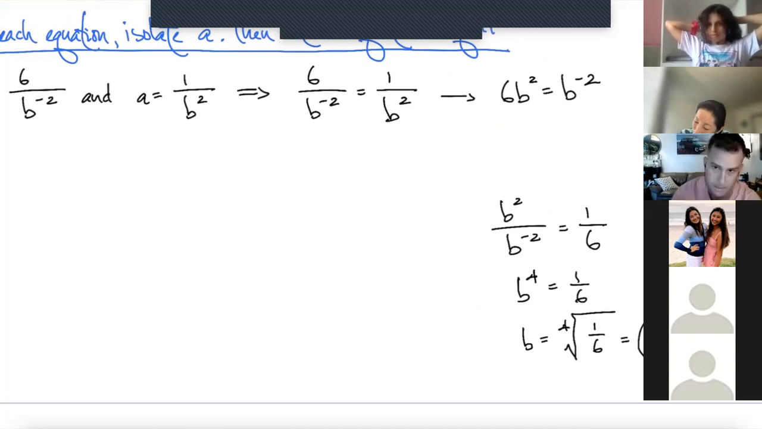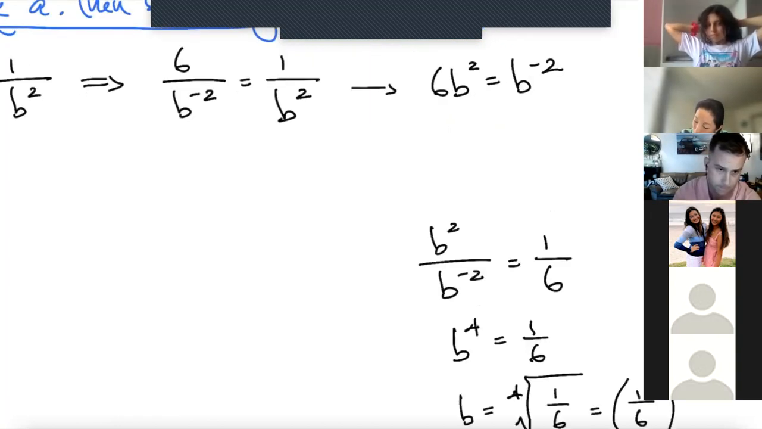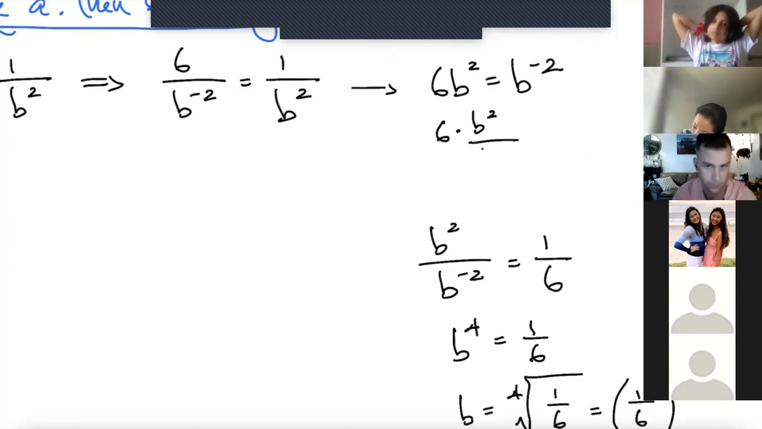Okay, so let's do it one step at a time then. The only thing I'm going to do is divide this b to the negative 2. So I would get 6 times b squared over b to the negative 2 equals 1.